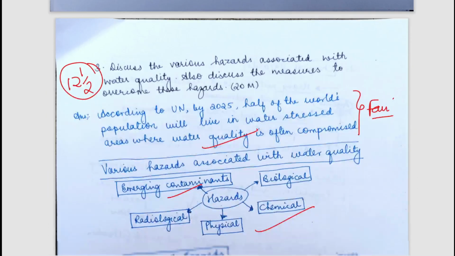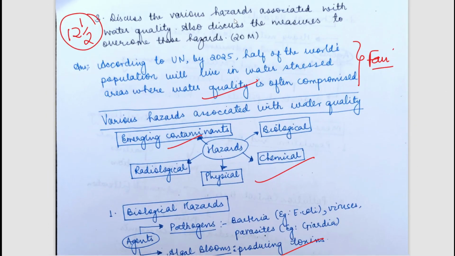The next question was: discuss the various hazards associated with water quality. Also discuss the measures to overcome these hazards. So what are the hazards associated with water quality and how can we overcome them? Hazards associated with water quality are emerging contaminants, biological hazards, chemical hazards, physical hazards, radiological hazards. So these are some of the common hazards.